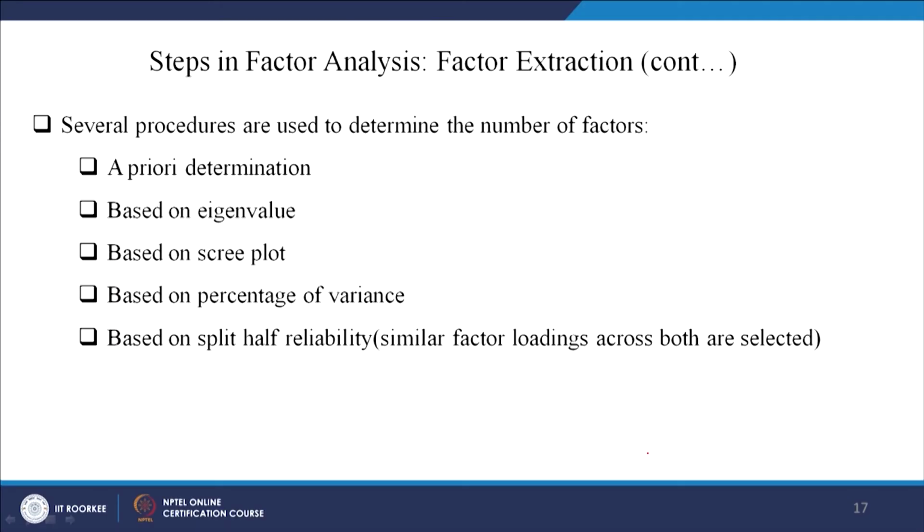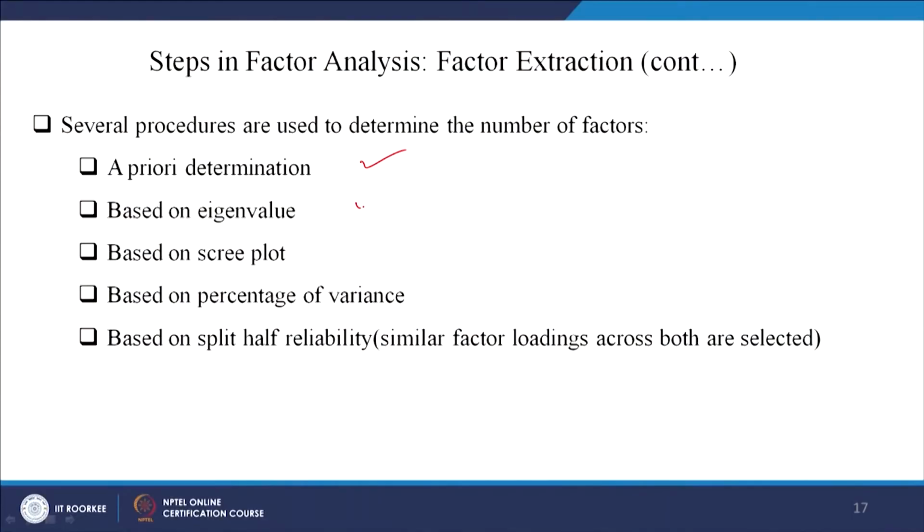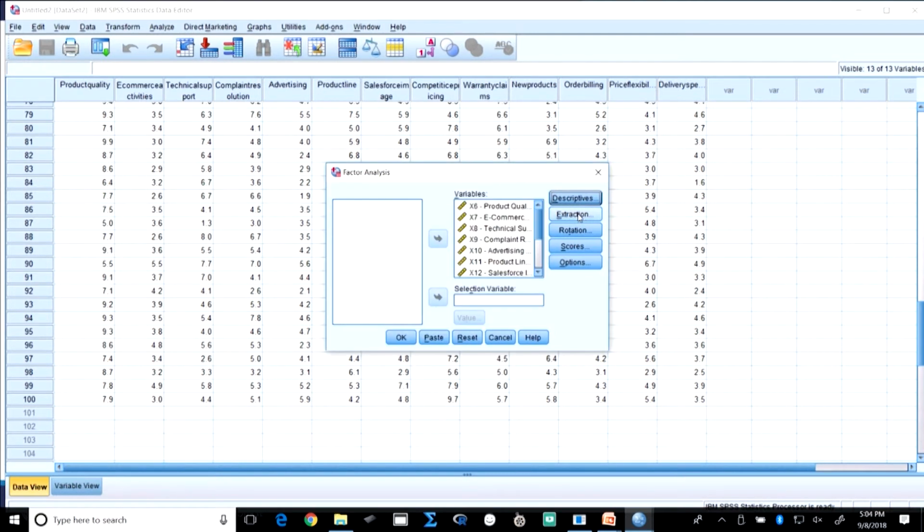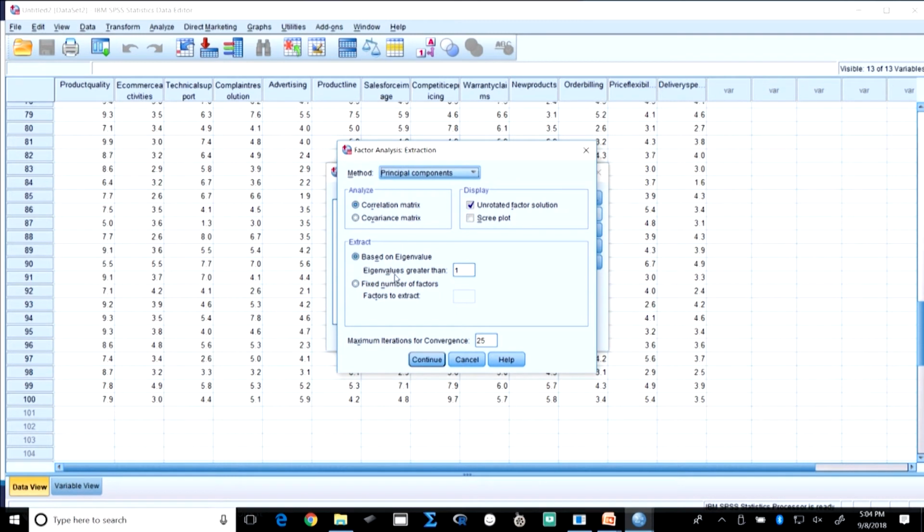Several procedures are used to determine the number of factors. First, a priori determination: from the beginning, through some theoretical backup or understanding, you can decide. Second is based on eigenvalues. At the moment we have based it on eigenvalue. If you go to extraction, you can see we have used the principal component analysis method, and unrotated factor solution, that means no rotation has been done, and eigenvalue greater than 1.